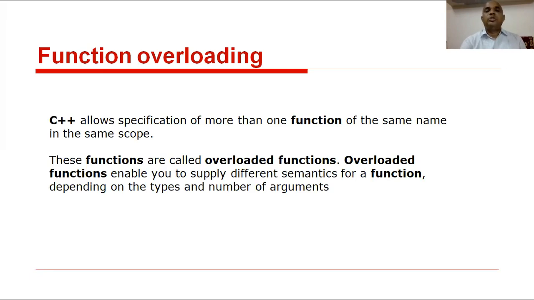Function overloading allows specification of more than one function of the same name in the same scope, in the same class. Simply, we can define more than one function with the same name in the same class. These functions are called overloaded functions. Overloaded functions enable you to supply different semantics for a function depending on the types and the number of arguments. Types means return type and number of arguments. Already I gave more examples in the second unit.